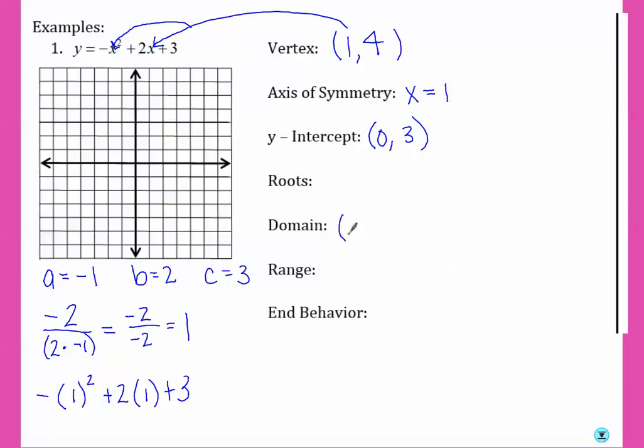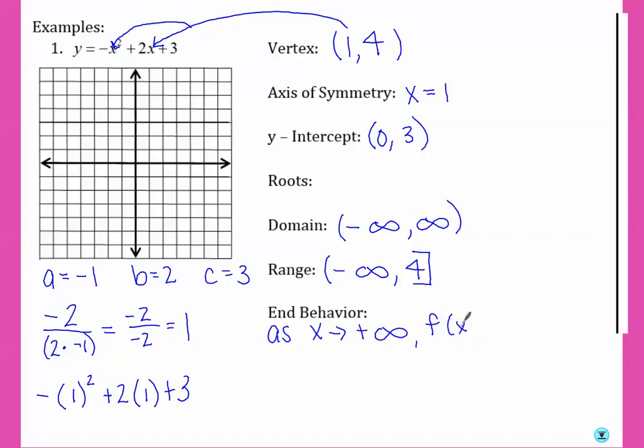The domain we know is always negative infinity to infinity for quadratics. The range, since a is a negative number, we know the range will have negative infinity. And then our vertex will be our highest point, so it will stop at 4. And our end behavior: since a is negative, we know the arrows will both be pointing down.